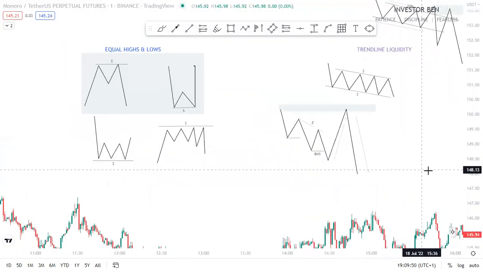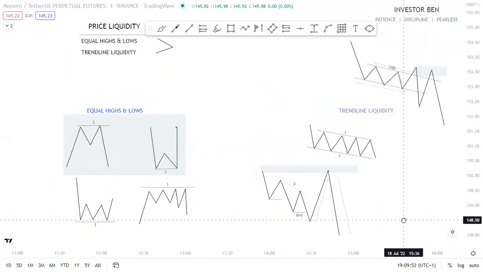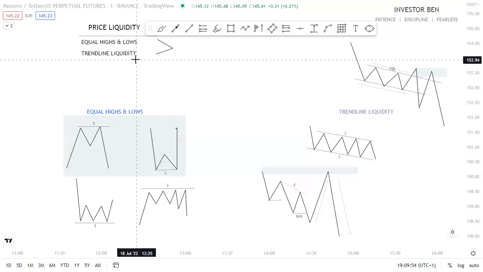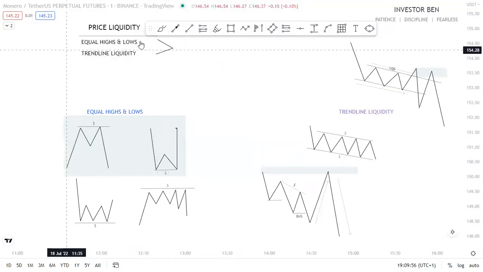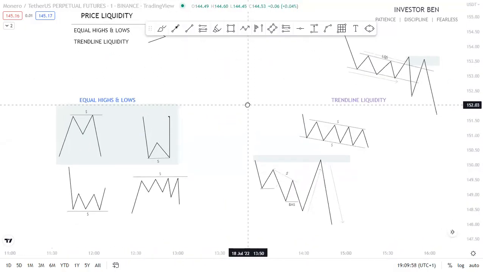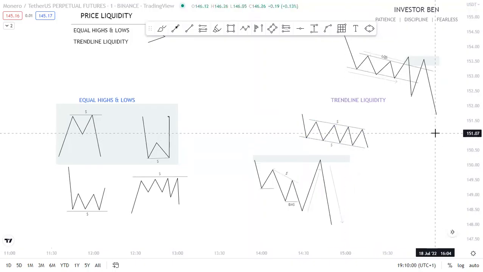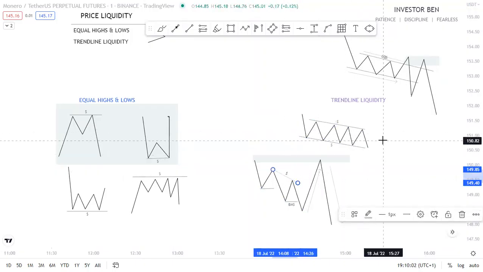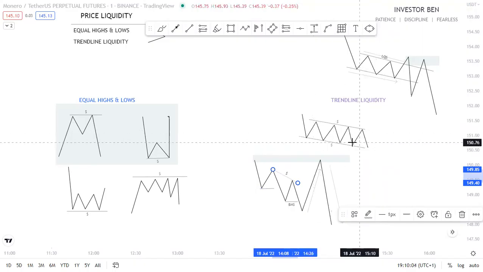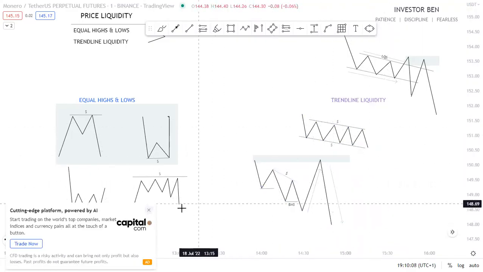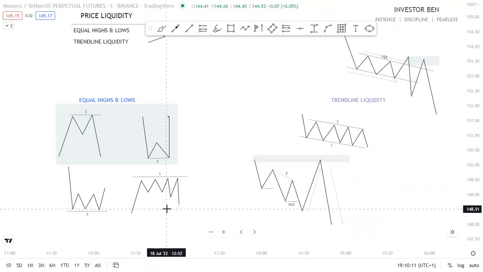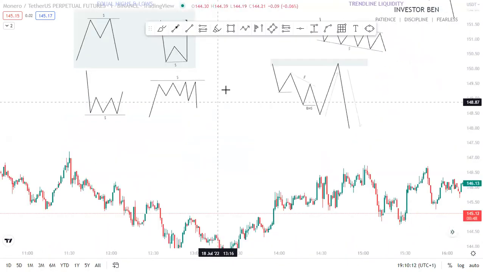So these are the two liquidity types I'll be explaining: equal highs and low trend line liquidity. Trend line liquidity can come in any form, right? We have one here as an example, and we have another one. Price creates double liquidity levels, more like liquidity engineering, right? So yeah, I am Investor Ben.